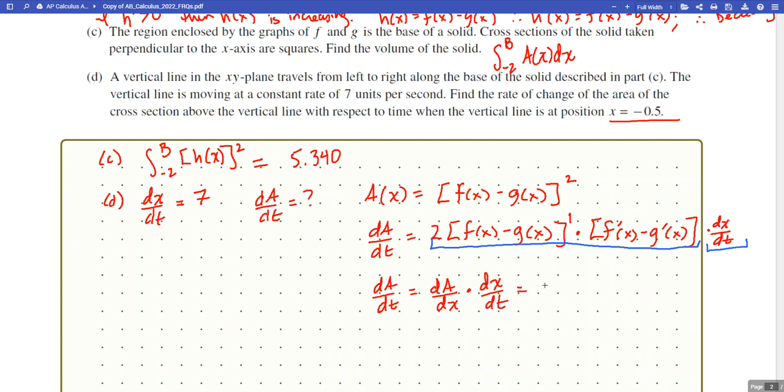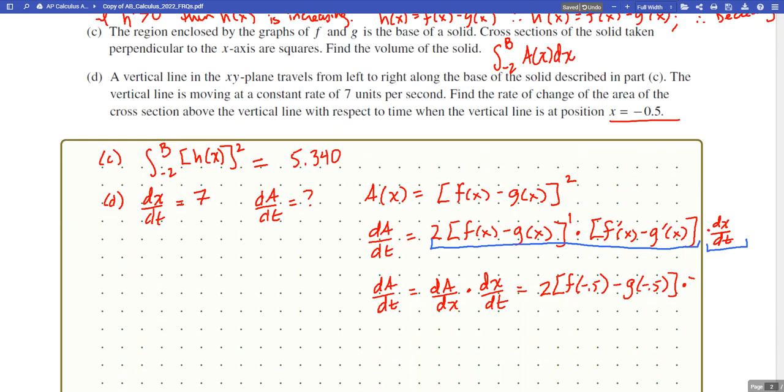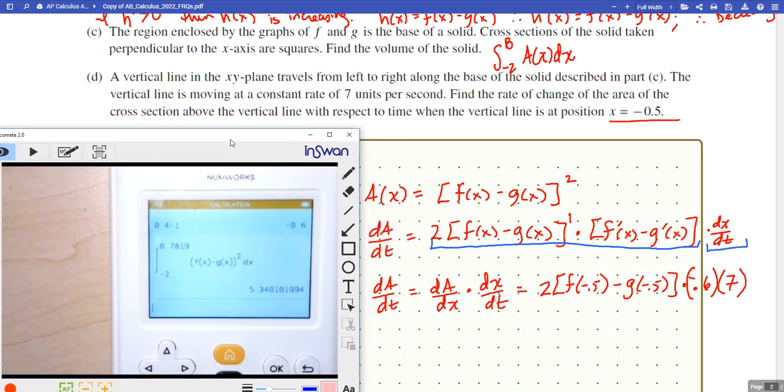Okay, so this part right here, we're doing it at negative 0.5. So we know that this is going to be 2 times f of negative 0.5 minus g of negative 0.5, then times, what did we find up there? Negative 0.6. So then times negative 0.6 and as well multiplied by 7. Let's go ahead and get our calculator to help us with those computations. Let's move this over so that we can see a little bit. We just need to find f of negative 0.5 and g of negative 0.5.